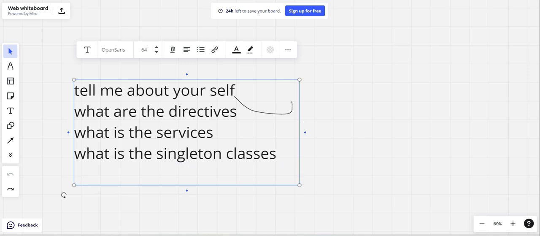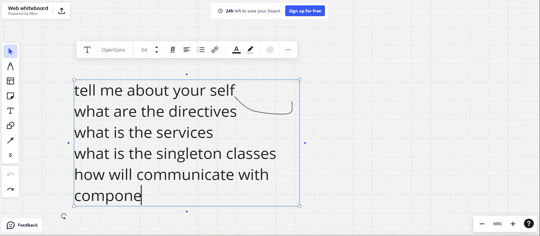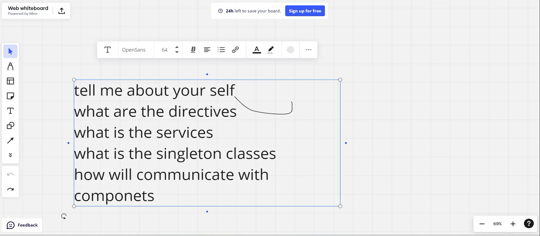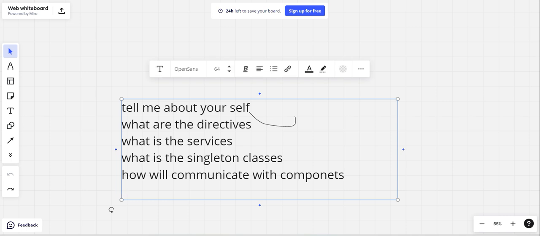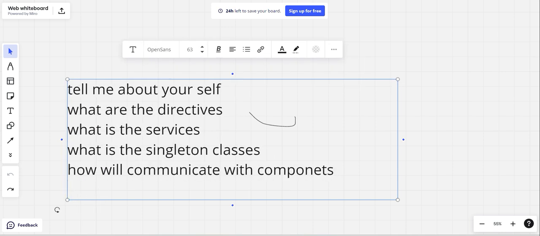Then he asked how will you communicate with components. Okay guys, I'm very bad at typing, please avoid the typos. After that he asked, what are the life cycle hooks.